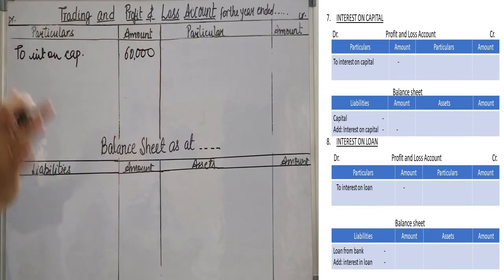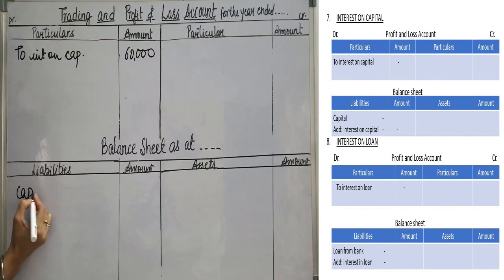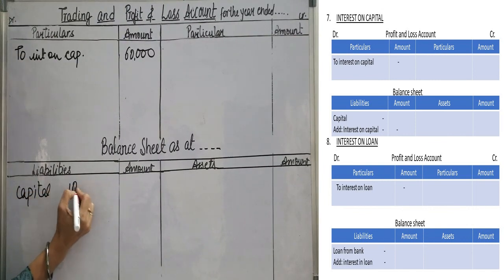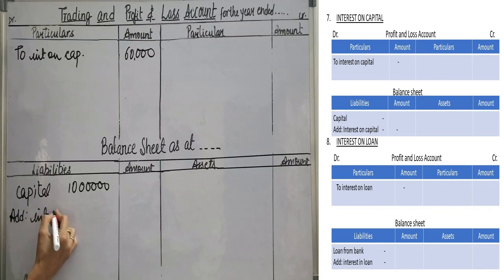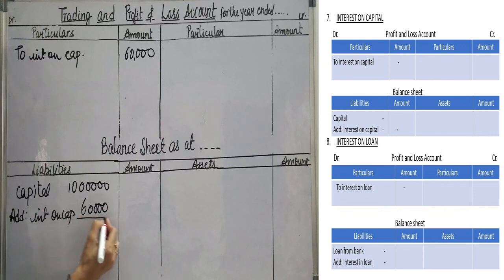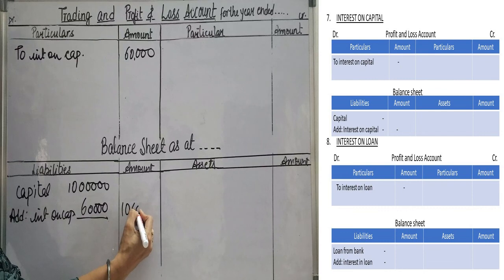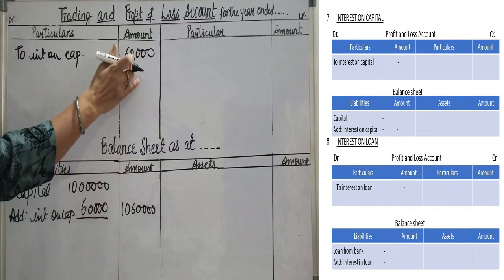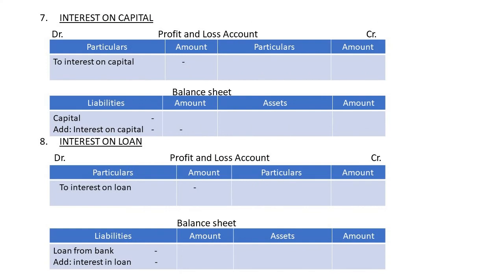Okay, now the second treatment of this interest on capital will go here on the liability side of the balance sheet, like capital at rupees 10 lakhs, right? And to this capital we will add the interest on capital, which was calculated rupees 60,000. Now the net amount of our capital here will be 10 lakh 60,000 after adding this interest on capital. Okay. Then next is interest on loan.